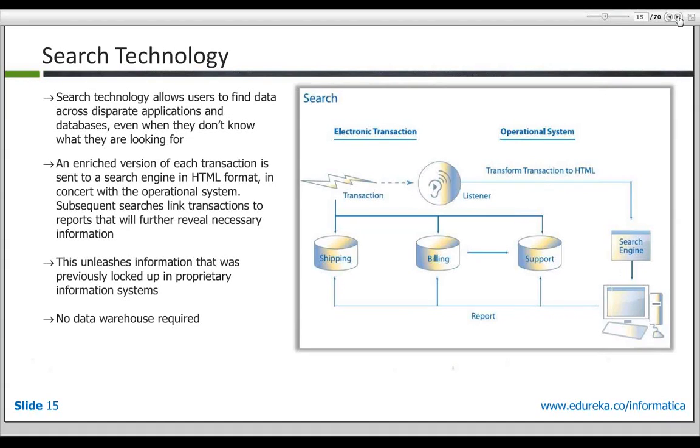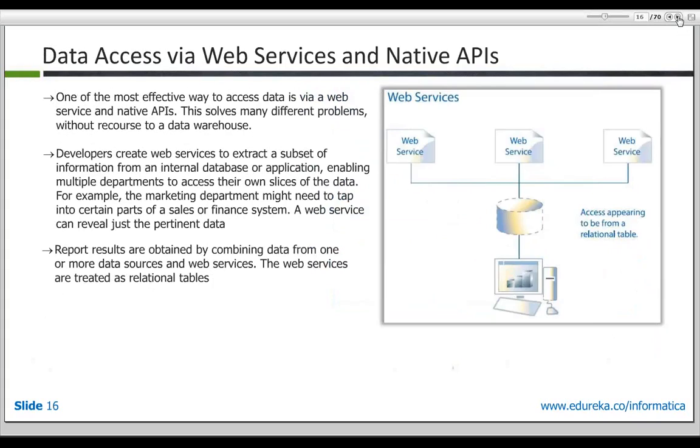Again, in most of them, there is no data warehouse involved except the traditional ones. Okay. So now it is talking about the web services. It says one of the most effective ways of data access is via web services. It solves many different problems. So developers create web services to extract a subset of information from internal databases. Again, the web services require their own set of tools.